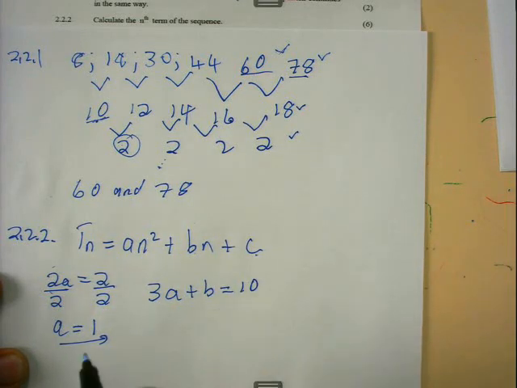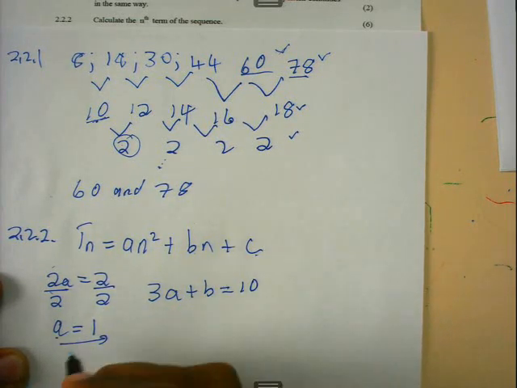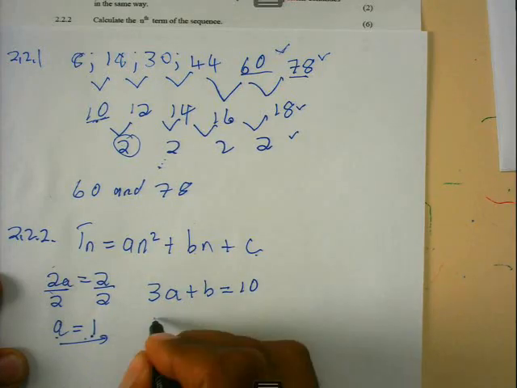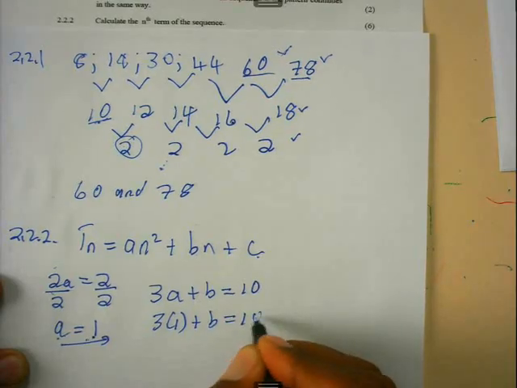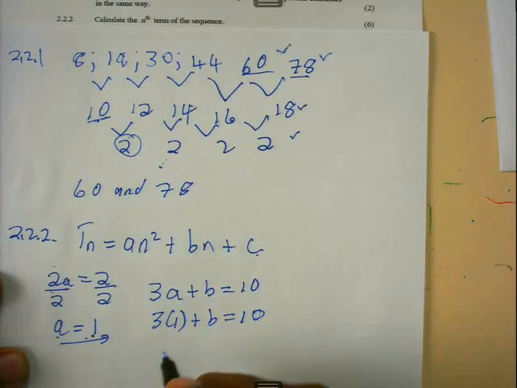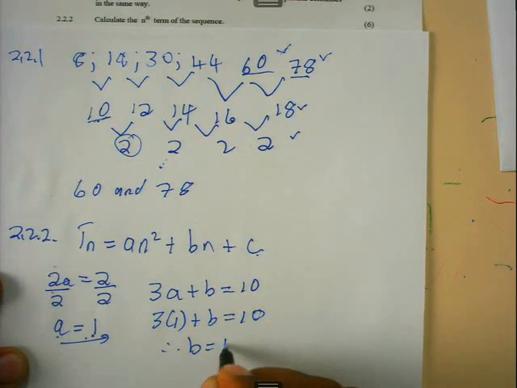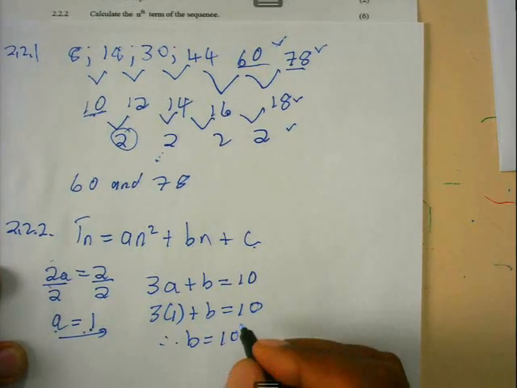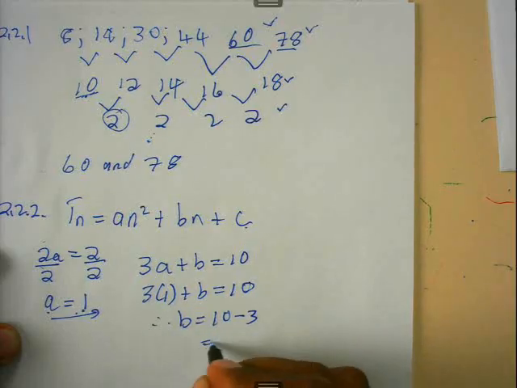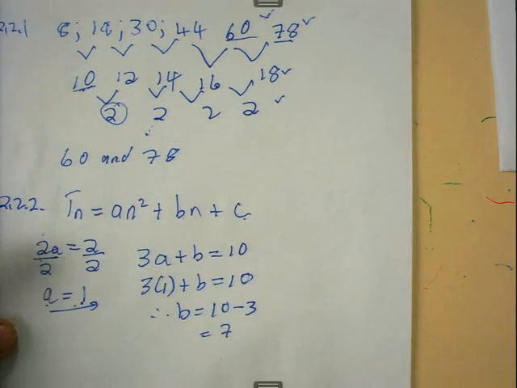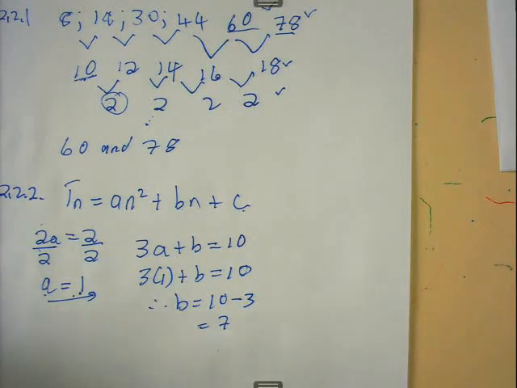Then from here, we have the value of a. What is the value of a there? It's 1. Now we say 3 multiplied by 1 plus b is equal to 10. Therefore, we can now say b is equal to what? b is equal to 10 minus 3. What is 10 minus 3? Then, of course, it is 7.